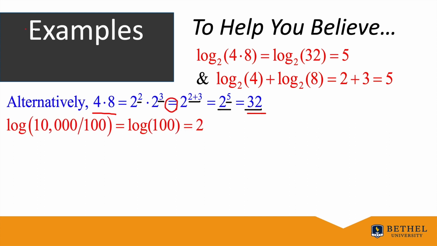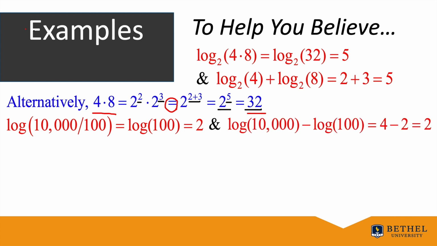Here's a second example for the second property. Log of 10,000 divided by 100 is log of 100 because 10,000 divided by 100 is 100, and that's 2 because 10 squared is 100. At the same time, log of 10,000 minus log of 100 is 4 minus 2, which is 2. You get the same thing.